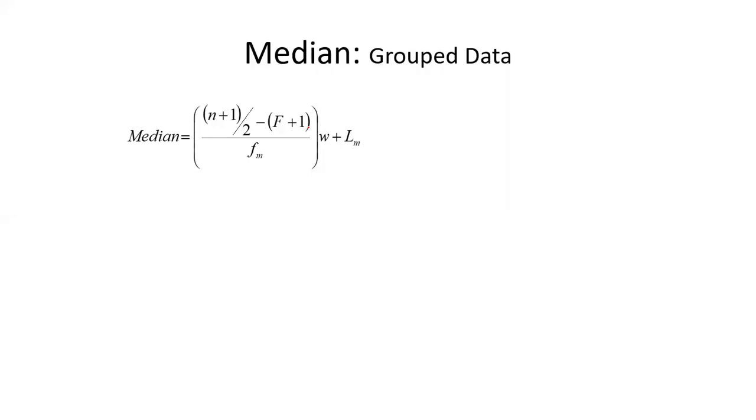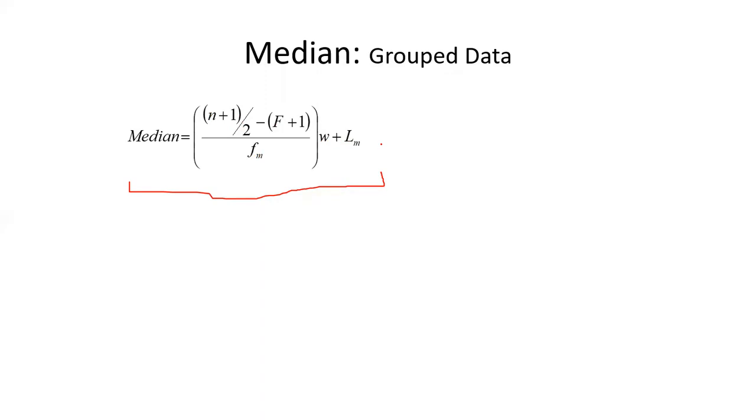But now for the group data, this looks a little strange, right? This is the formula for the median for group data. But don't worry, it's not that bad. N is still the same, n plus 1 by 2. If there are 5 observations, then 5 plus 1 by 2 will be 3. Then this capital F is the cumulative frequency, Fm is the frequency, Lm is the lower limit, W is the class width. Okay, but what is this m, Lm and Fm?